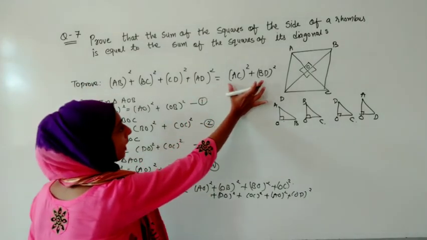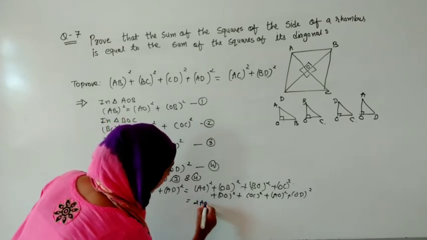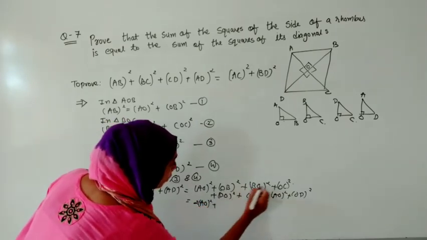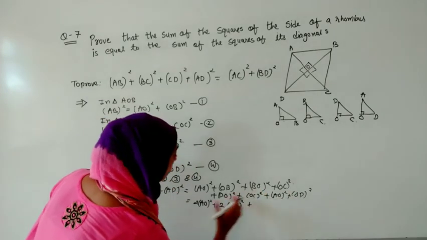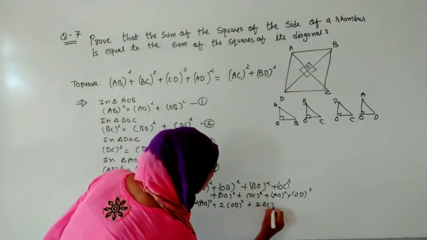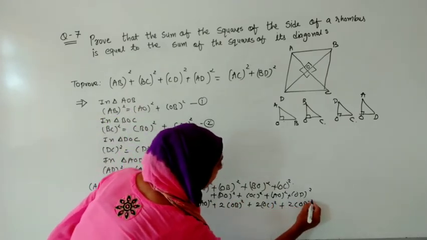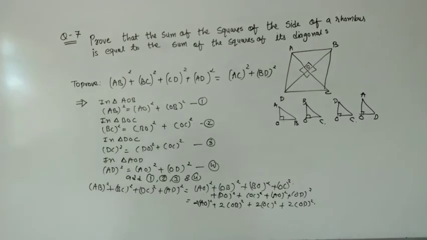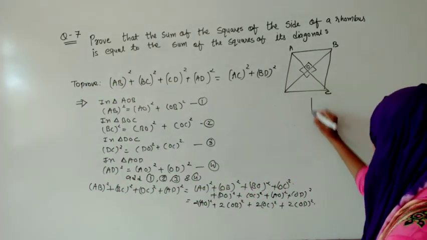We have to do hard work for this. So if you are adding, it is 2 times AO. So let us write 2 times AO square. 2 times BO square. So let me write 2 times BO square. Then it is 2 times OC square. Let us write. And then it is 2 times OD square. Let us write. Okay, done. All we got as 2 times. Then again we will continue our process.